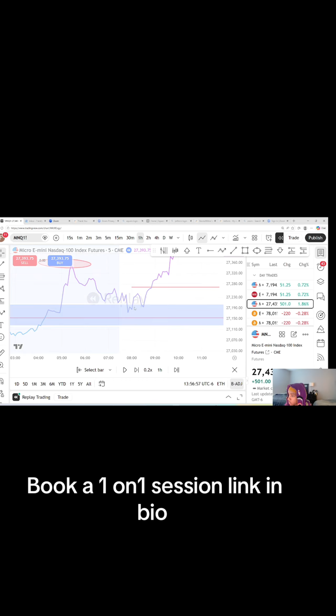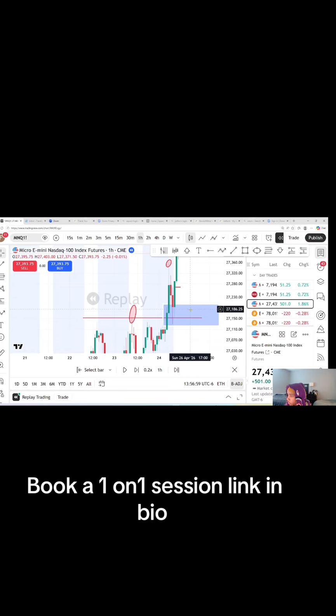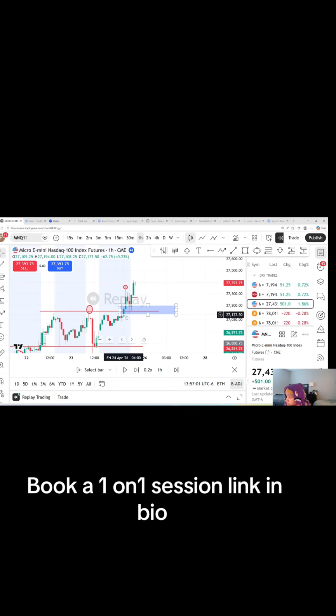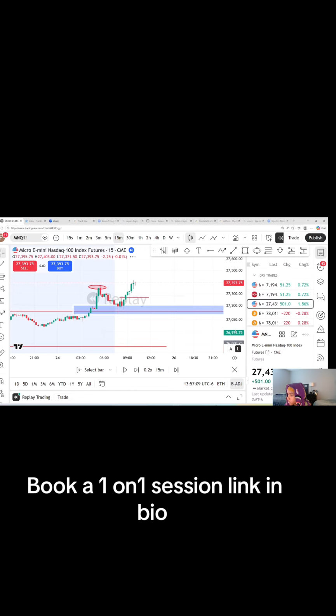And look, the hour. If you don't believe in fair value gaps, look, we tapped into this hourly fair value gap, and we never came back to this level right here. You could have put your stops right here, and you would have been safe as hell. And I want to show you this too.